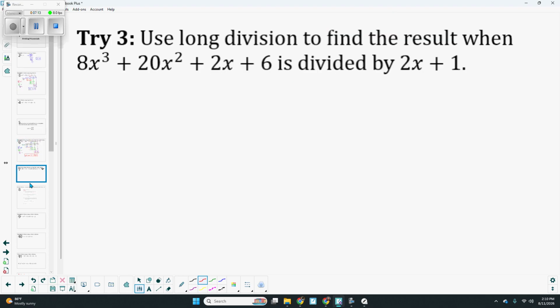So here's one for you to try. You can pause. The answer is posted in the blank notes on Google Classroom.